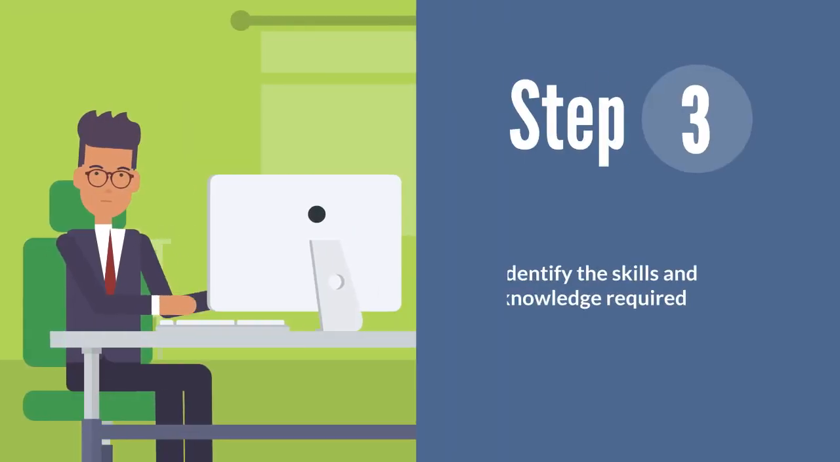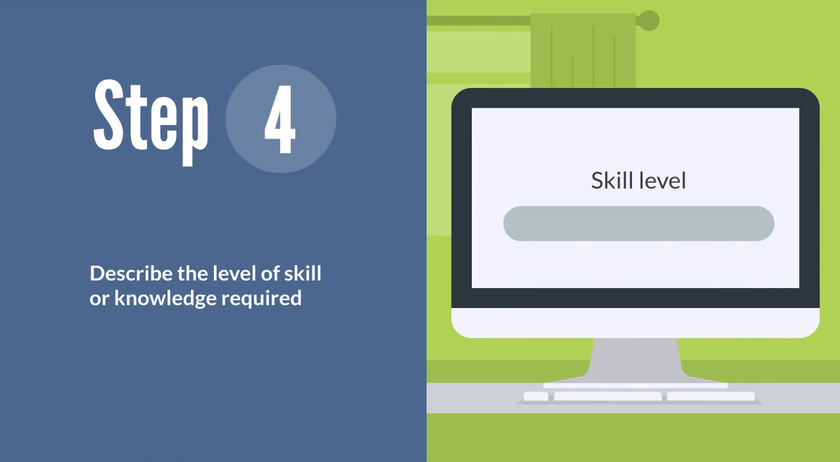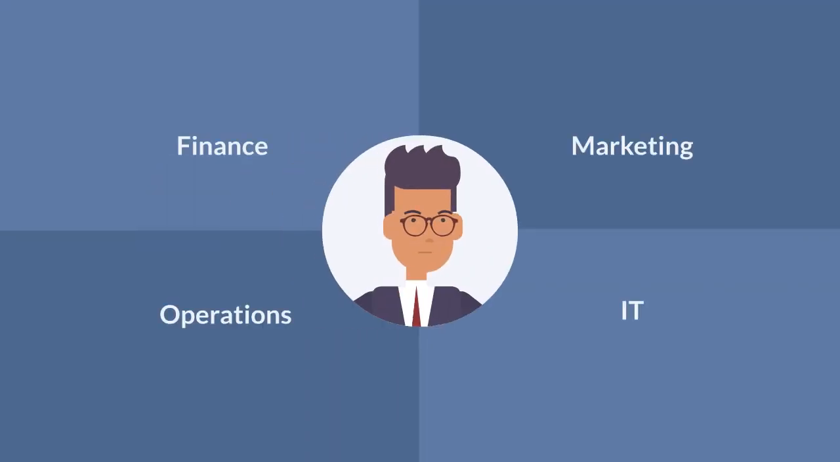Third, identify the skill or knowledge required. What do you have to know or be able to do to fulfill each job requirement? Fourth, describe the level of skill or knowledge required. What skill or knowledge level is required to fulfill each job requirement?